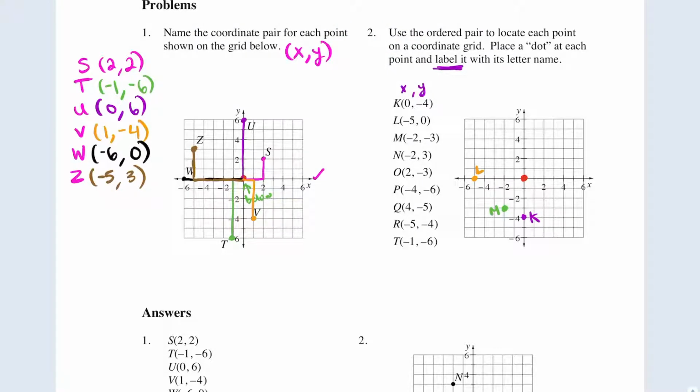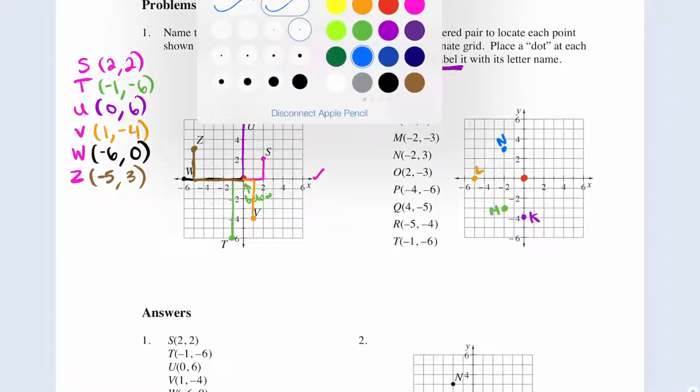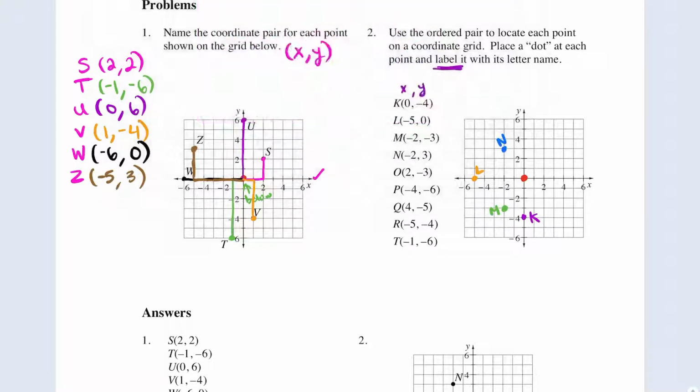All right, let's do another one. Coordinate N, negative 2, comma 3. So again, I find negative 2 on my x-axis, and then I'm going to go up 3. It's a positive 3, so I need to go upwards, 1, 2, 3. So point N is right there. All right, hang in there, we're almost done. Okay, point O is at 2, comma negative 3. Find 2 on your x-axis. Boom, it's right there. And then we're going to go to negative 3 on my y-axis, and it is right there. So that is point O.